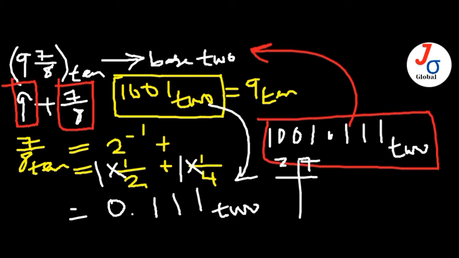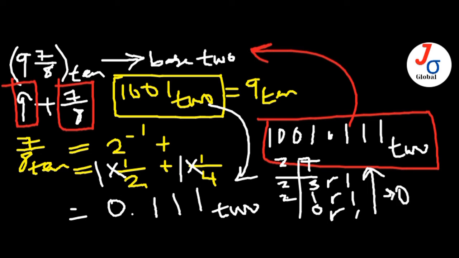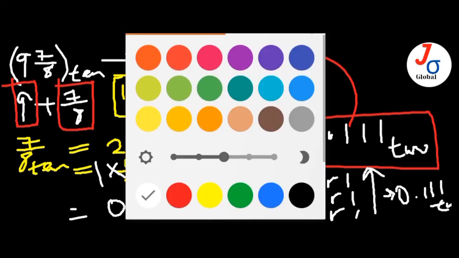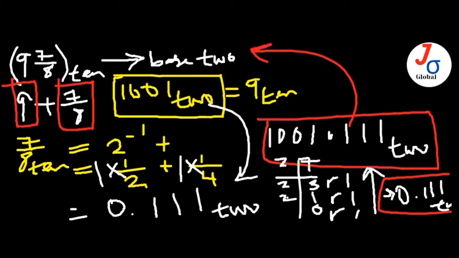So 7 divided by 2, you have 3, remainder 1. Then 3 divided by 2, you have 1, remainder 1. And 1 divided by 2, you have 0, that's impossible. So you bring this guy here, you bring it here. So you have 1, 1, 1 base 2. So that means 7 over 8 is actually 0.111 base 2. So the same thing as this. So you could actually use this particular method.